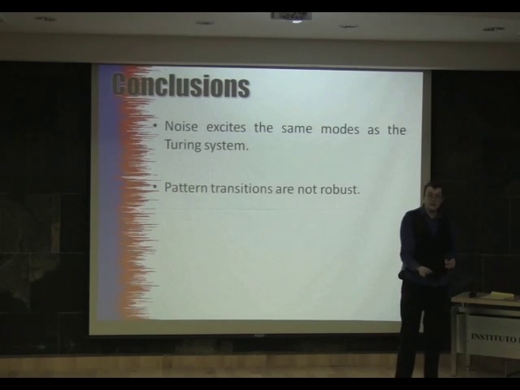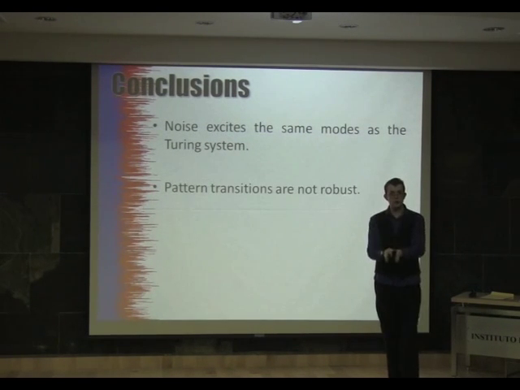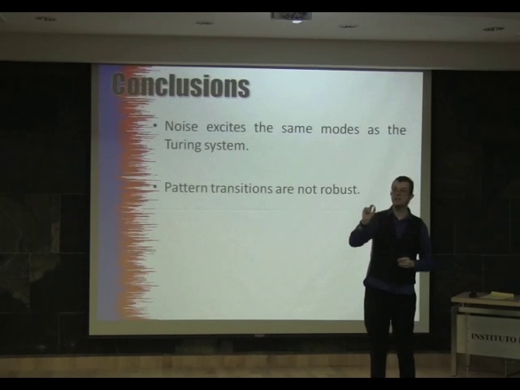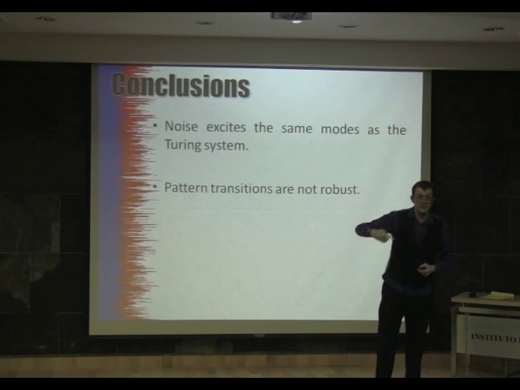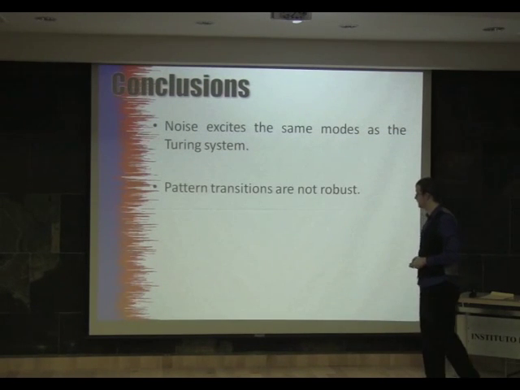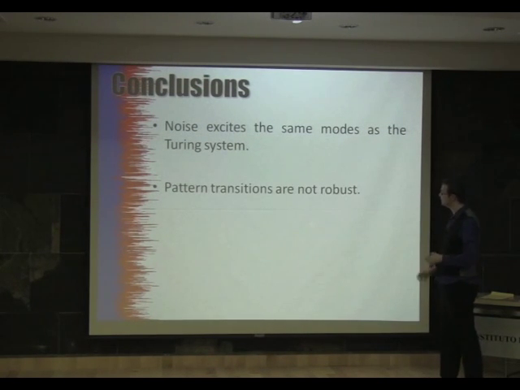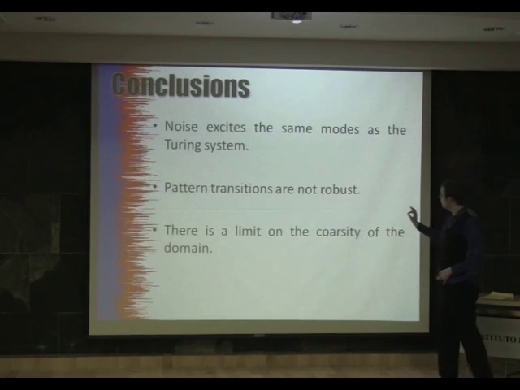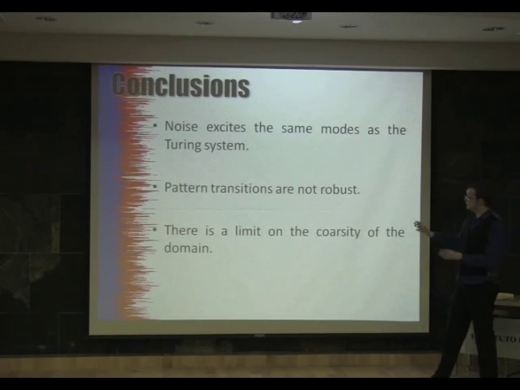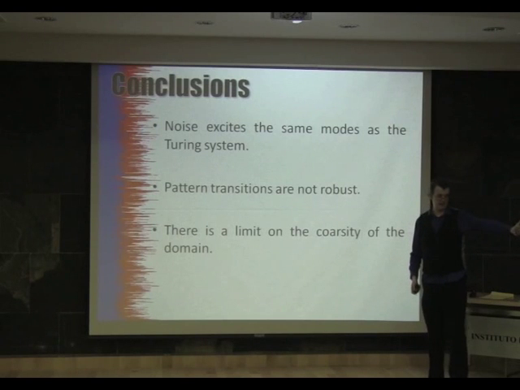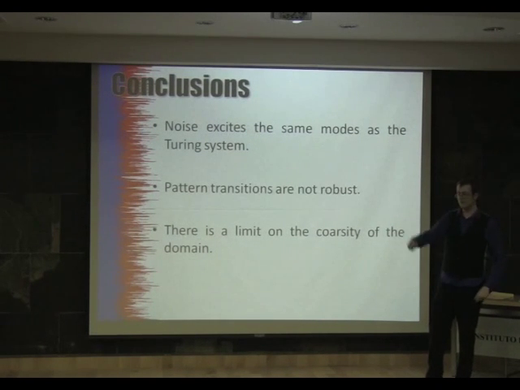If you have an apically growing domain, you isolate the region where peaks can be inserted, and so they insert one by one. So you get a consecutive increase in the pattern, and so you do get a robust pattern. And finally, there is a limit on the coarseness of the domain if you want it to act like a continuous system, and that's what you derive from the other inequality.